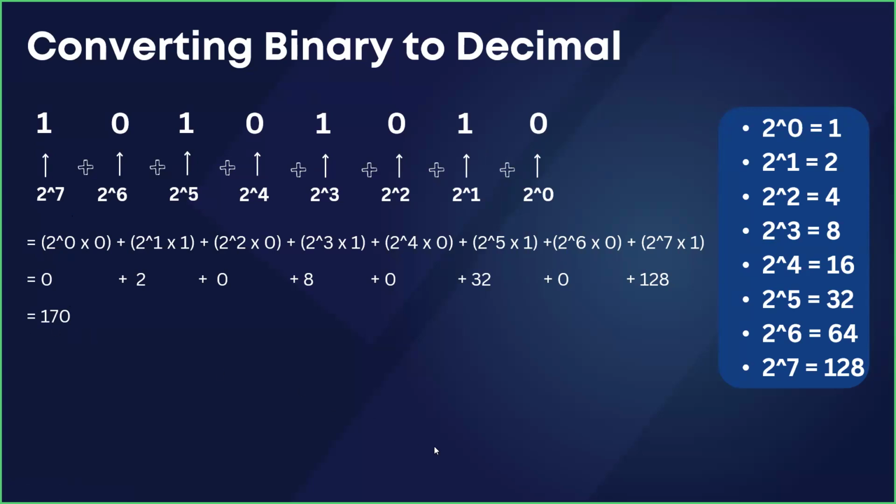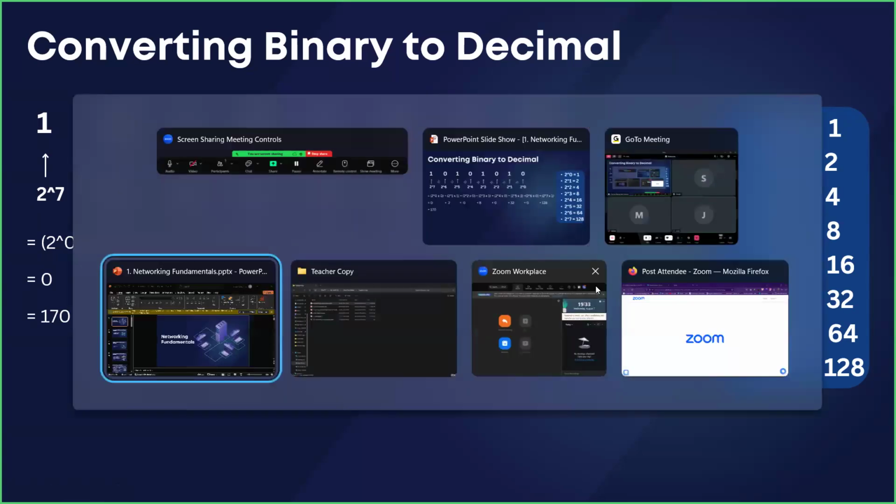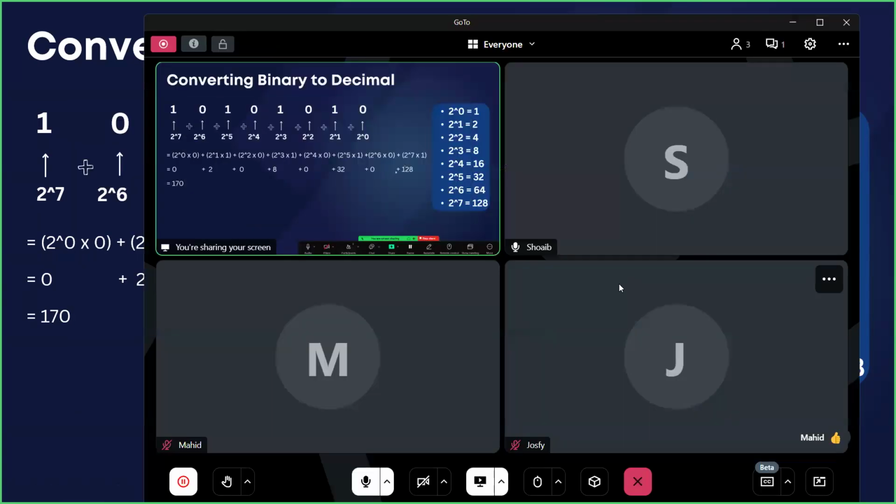Is that clear? Vishwamitra, Joseph, Wahid. Yes, yes, clear. Okay, assuming this is clear.